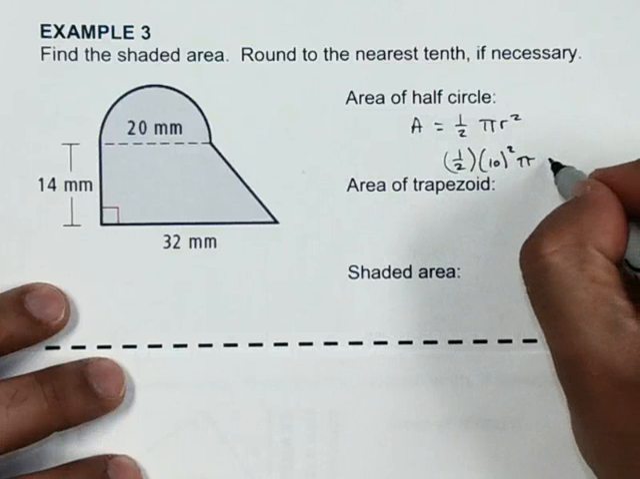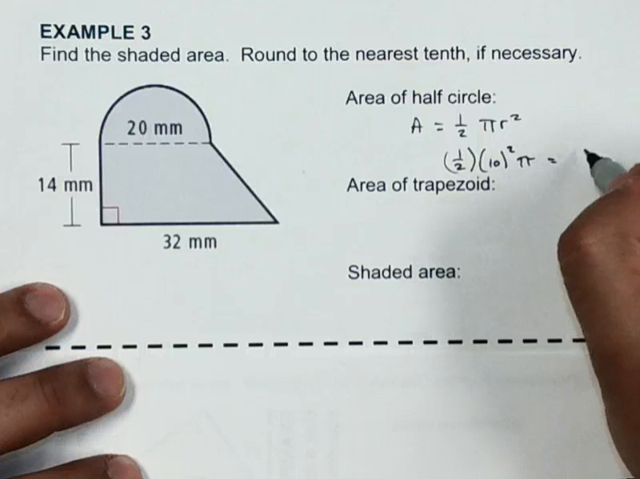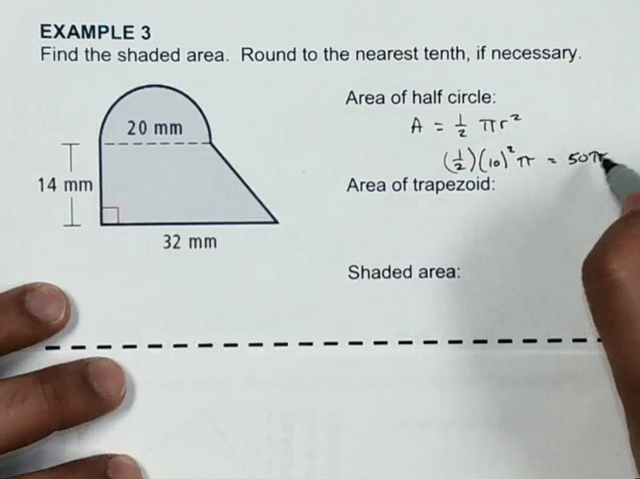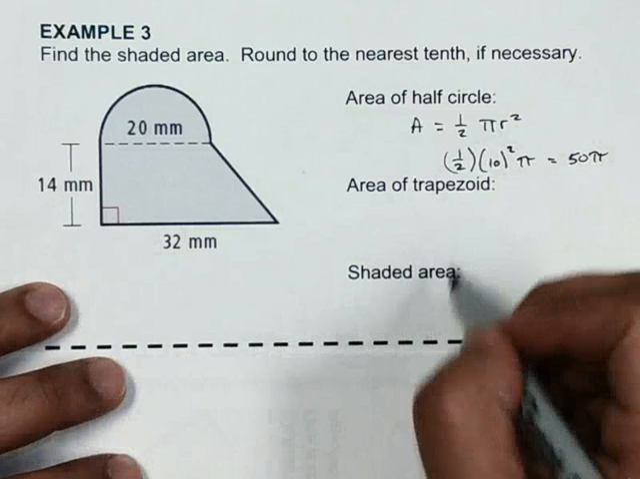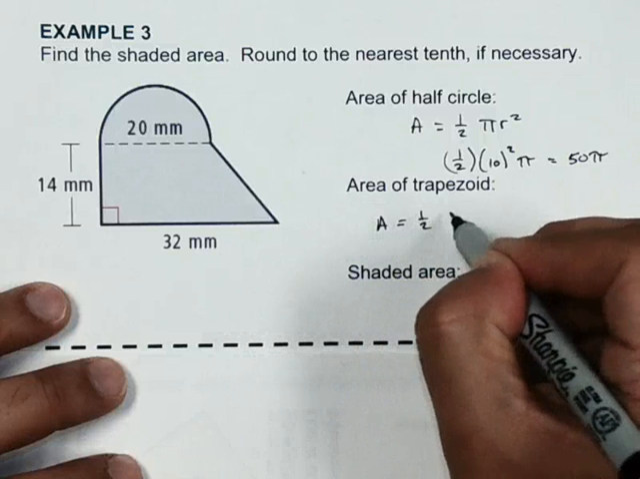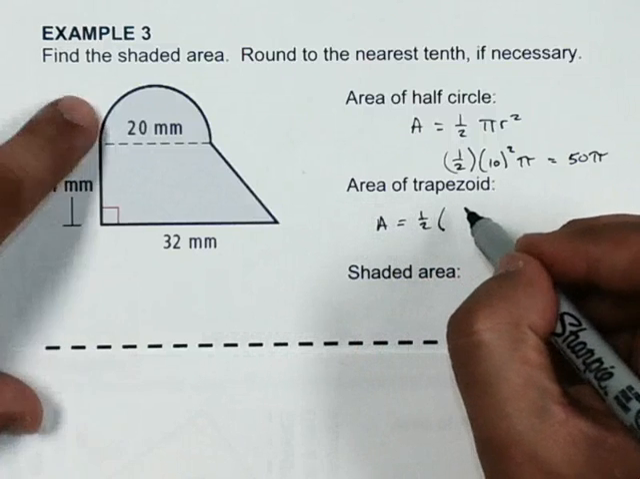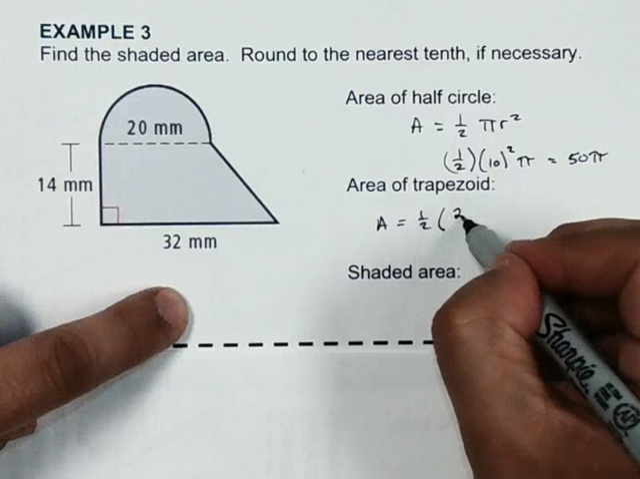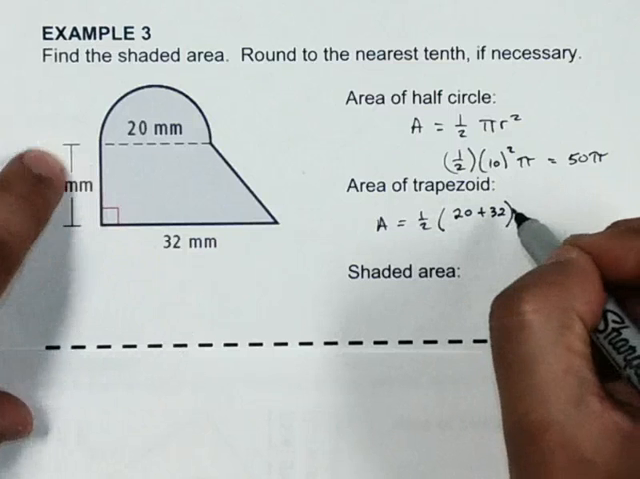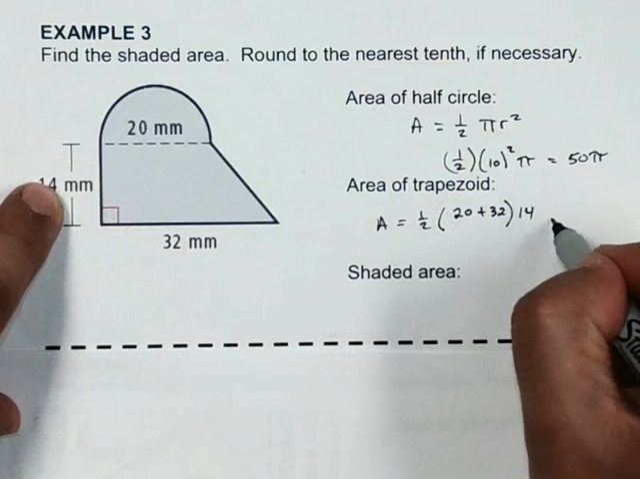So that gives me half of 100. That's going to give me 50 pi. But it does say to round if necessary. I'm going to save that to the end before when I add these two together. The trapezoid is going to be 1/2 my base 1, base 2, which is 20 and 32, and then times my height of 14.